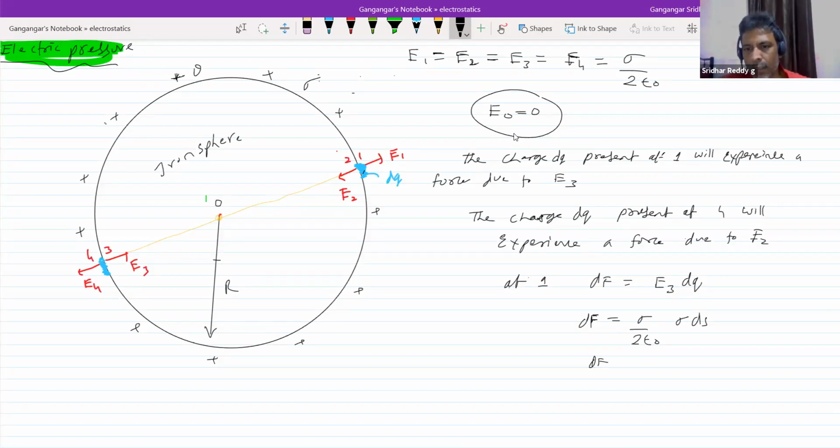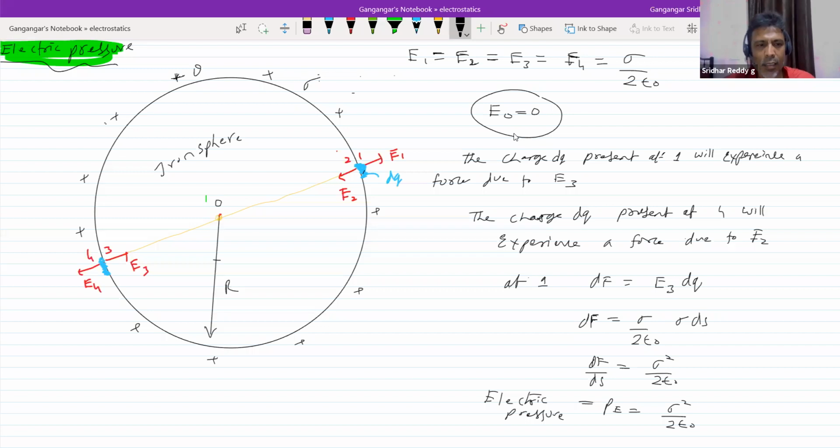So dF by dA should be equal to sigma square by 2 epsilon naught. You see, force per unit area. This will become electric pressure. In books there is no specific symbol, so let me use PE for electric pressure. So this is called electric pressure. Under the action of this pressure, what will happen? The sphere will try to expand or contract. It will expand, no?